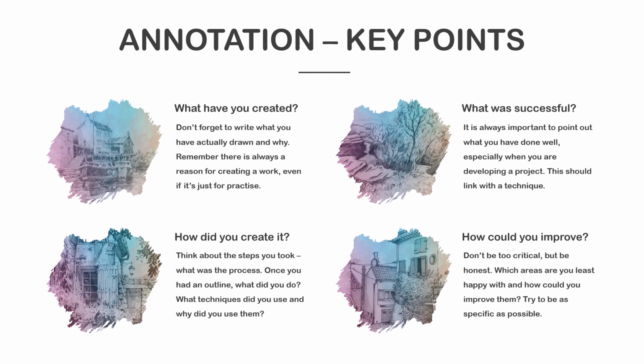And then finally, how can you improve? This is your target setting. Don't be too critical, but be honest. What areas were you least happy with, and how could you improve them in the future? Be specific. So in future, you could say, maybe I didn't have enough time to work on shading and tone, so my target would be to work on my outline a little bit more quickly, which would then give me more time to work on adding that dimension and that depth to the drawing.